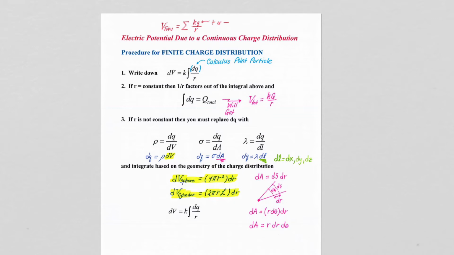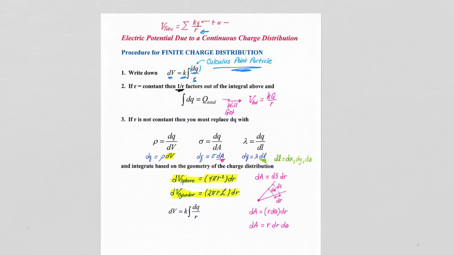We're going to be using the calculus version of the point particle voltage. The K dq on R is the calculus version of KQ on R for a point particle. So what we're going to do is take a look at all of these calculus point particle dq's, look at the voltage contribution dV they give to a point in space, sum them all up, and get our total voltage.